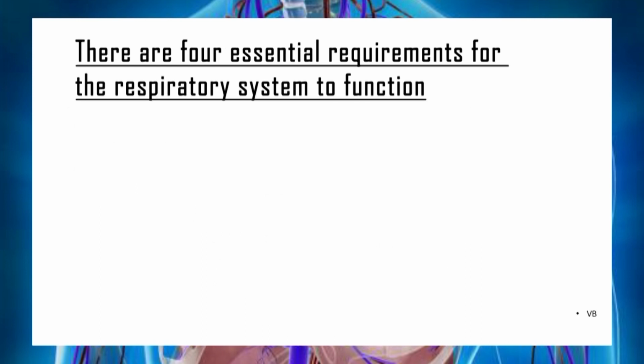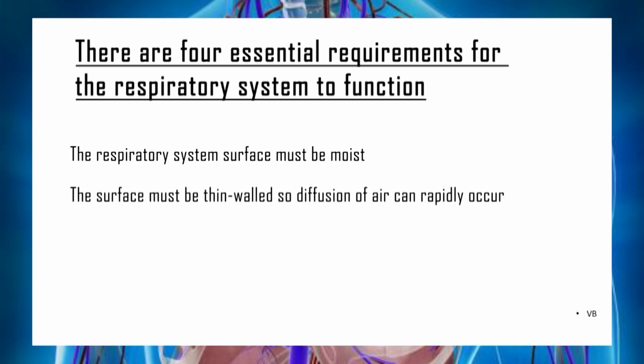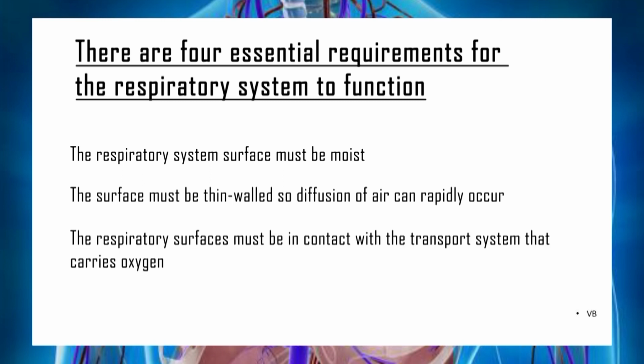There are four essential requirements for the respiratory system to function. First, the respiratory system surface must be moist. Second, the surface must be thin walled so that diffusion of air can occur rapidly. Third, it must have a source of oxygen. Fourth, the respiratory surface must be in contact with the transport system that carries oxygen.